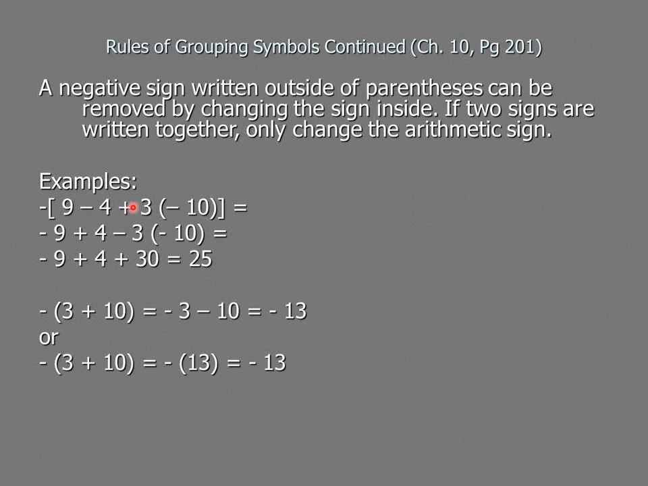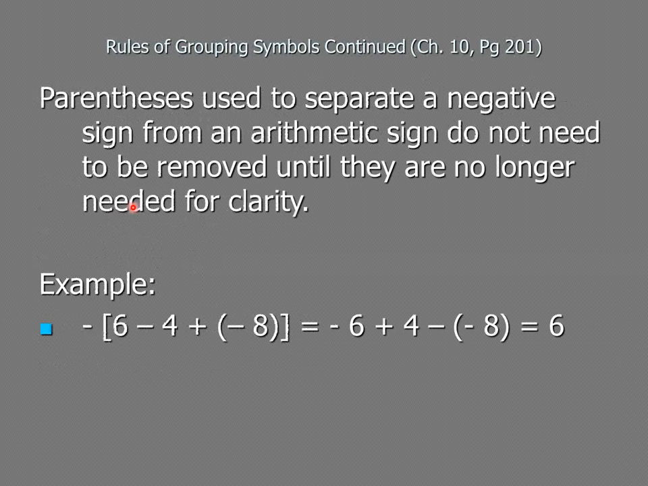This is an alternative way. Some people just find it useful, easier. But you don't have to do this. It's up to you. Again, we're showing the same thing here. So parentheses used to separate a negative sign from an arithmetic sign do not need to be removed until they are no longer needed for clarity, because you don't have to remove it, but if you want to remove it, all the signs get changed, right?